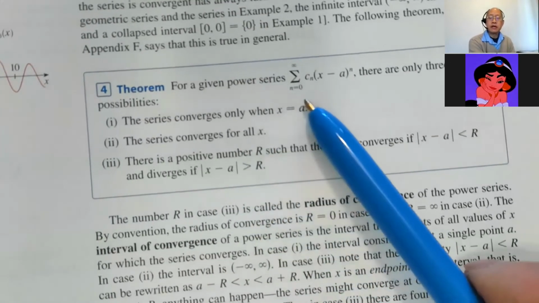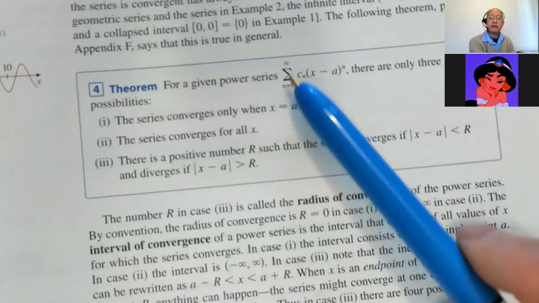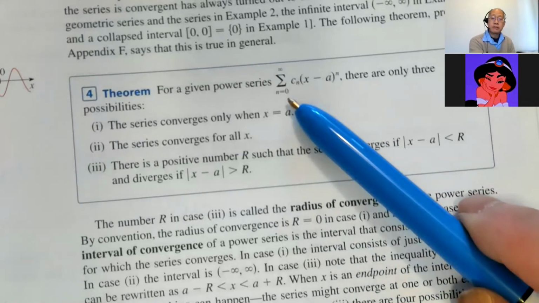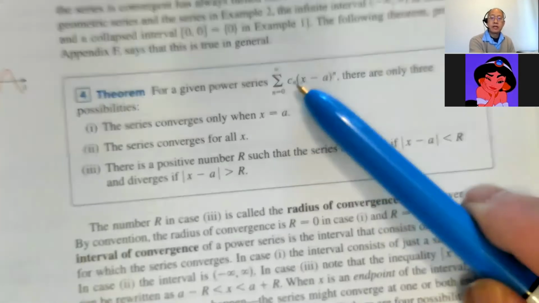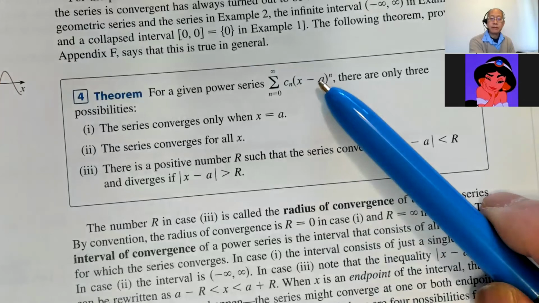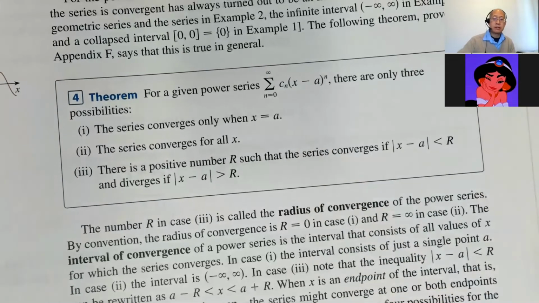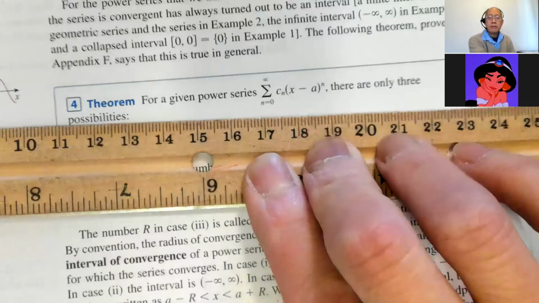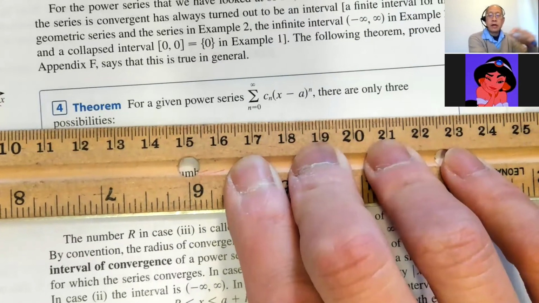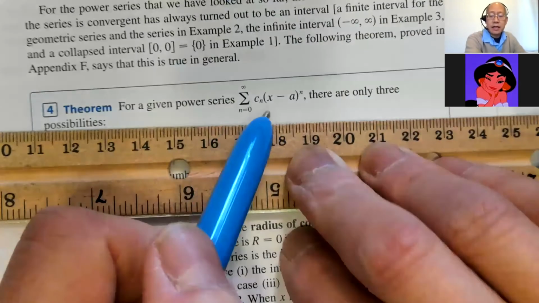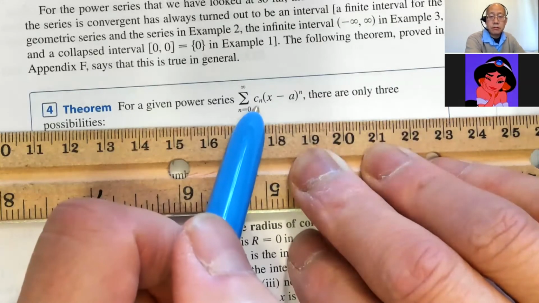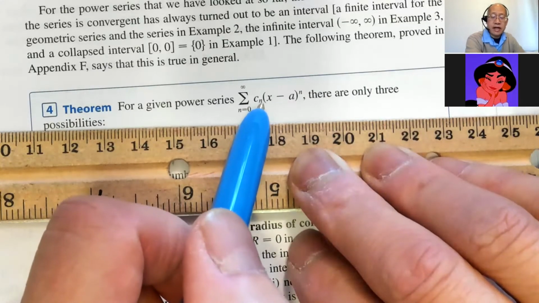For a given power series, summation n equals 0 to infinity. So again, we're starting to have our series begin at 0 in general. Cn times x minus a to the n. There are 3 possibilities. Let me cover this up for a moment. What happens if I plug in a? Well, they're all 0, except maybe the first term. So I definitely have convergence at x equals a.